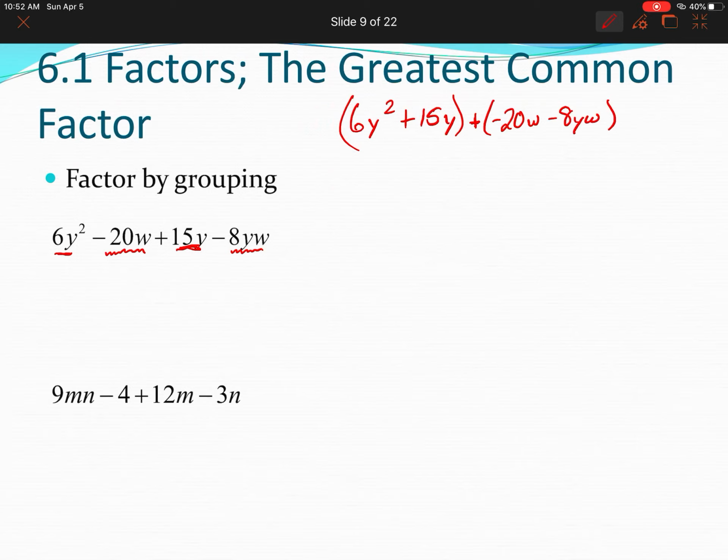So now that we've got it grouped, we'll factor each group. In the first group, our common factor is 3y. We're left with 2y plus 5.